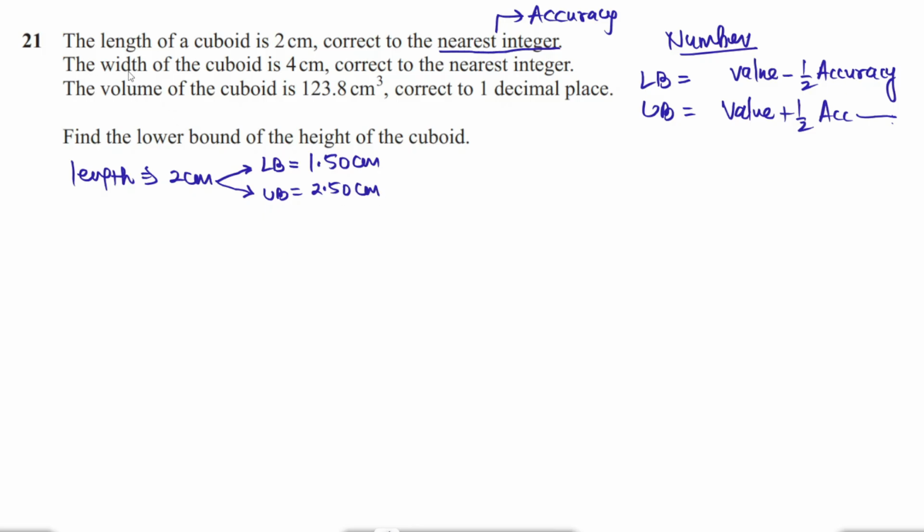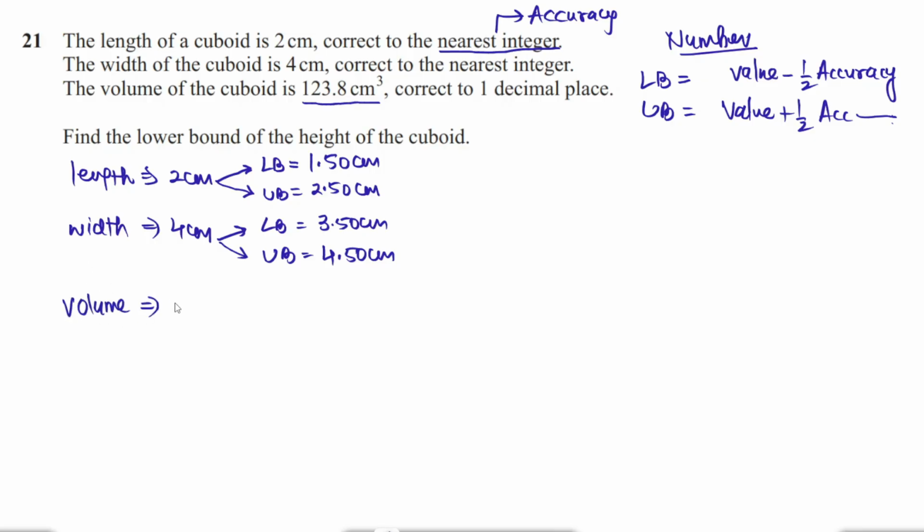In the same fashion, the width of the cuboid is 4 centimeters, and again correct to the nearest integer. So lower bound could be found as 3.50 centimeters, and for the upper bound we have to add half of the accuracy. So upper bound is 4.50 centimeters. And the volume of the cuboid is given as 123.8 centimeters cubed.